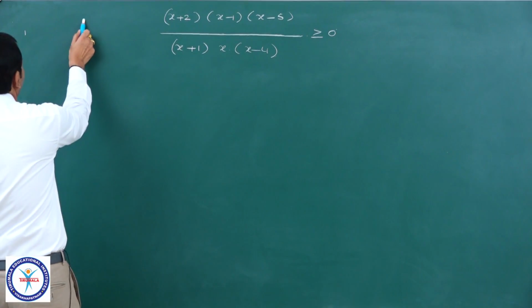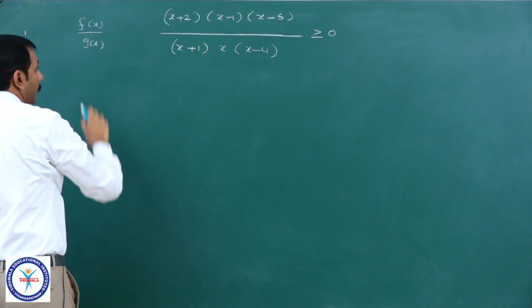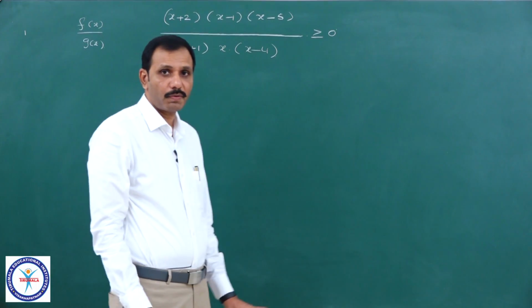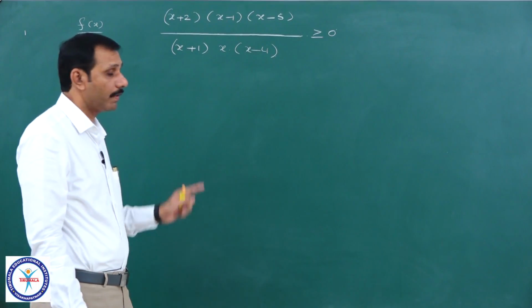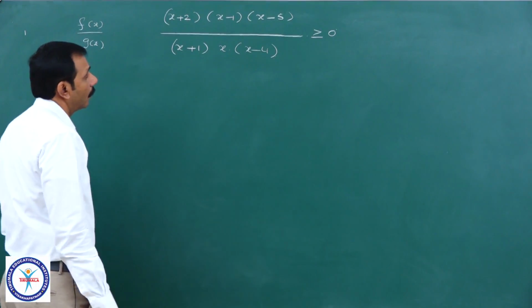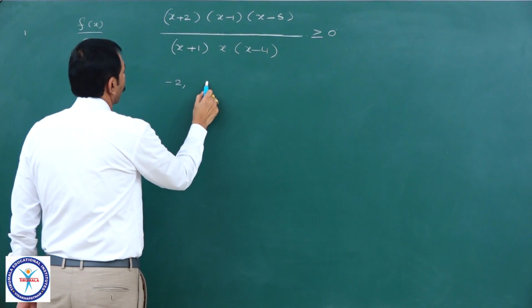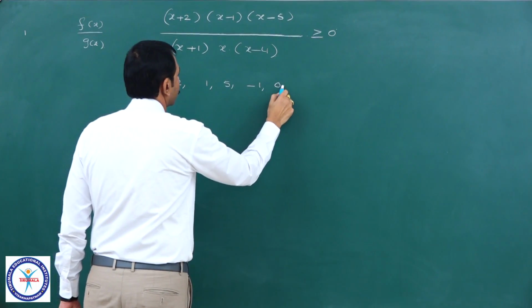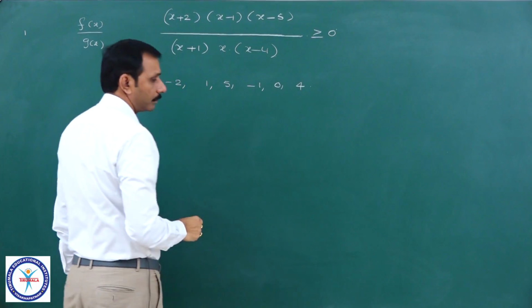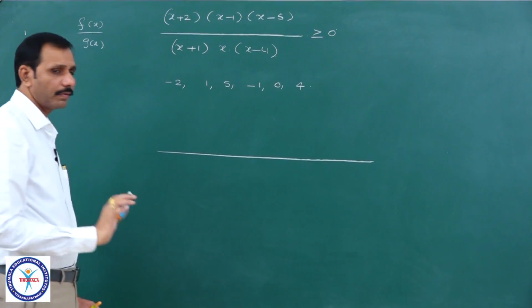It is of the form f(x) by g(x), means a rational function greater than or equal to 0. Straight away we are going to draw the wavy curve for this. What are the zeros you see? Minus 2, 1, 5, minus 1, 0, 4. Take a real line. Observe this.